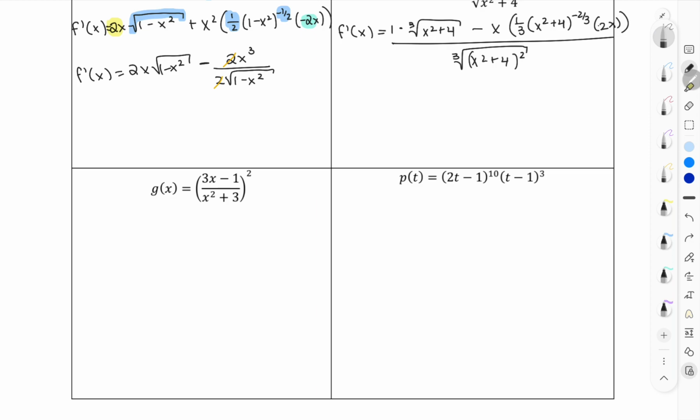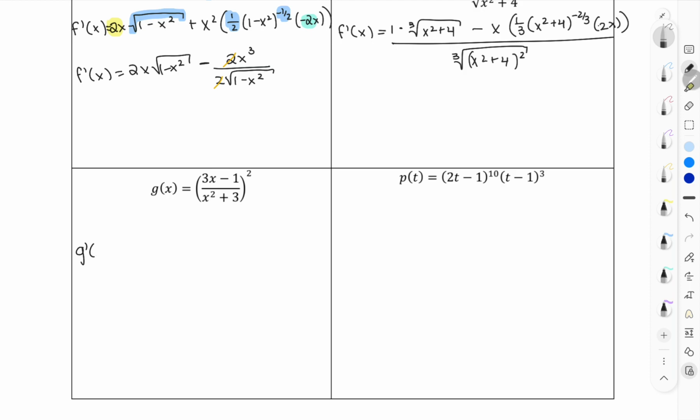All right, g of x. So now I have quotient rule inside, right? So if I have g prime of x, at some point I'm going to be taking the derivative of just that fraction, 3x minus 1 over x squared plus 3, right? Which is going to use the whole quotient rule.